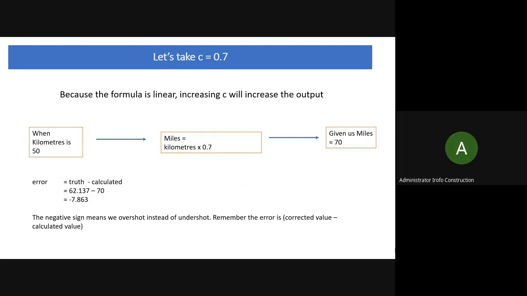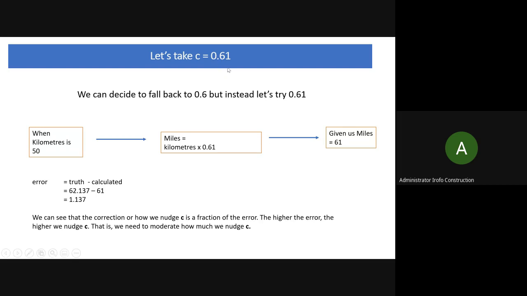That's a very good idea, because if we just increase it by 0.1, we're increasing by 0.1. Let's try and increase it by 0.01 and see something. So let's try and use 0.61. When you use 0.61, you can see that the error we had was 1.137, and it was better than what we had for the other one when it was 0.6.